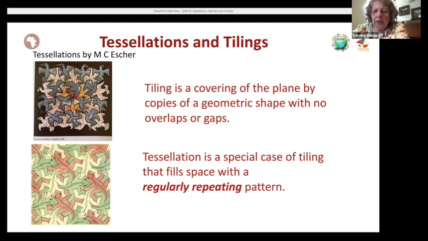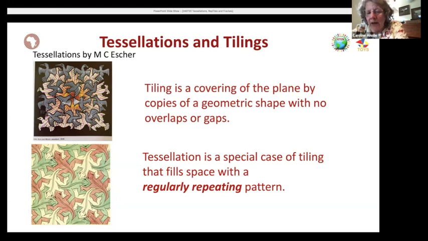So there's a difference between tilings and tessellations. Tilings, you are covering a plane. That's what you get on any floor that's completely covered. It can be copies of a geometric shape. It's got no overlaps, it's got no gaps, it's tiled. In a practical world, if there's a gap in the tiles, you could trip and fall. So it's got to be covered completely.